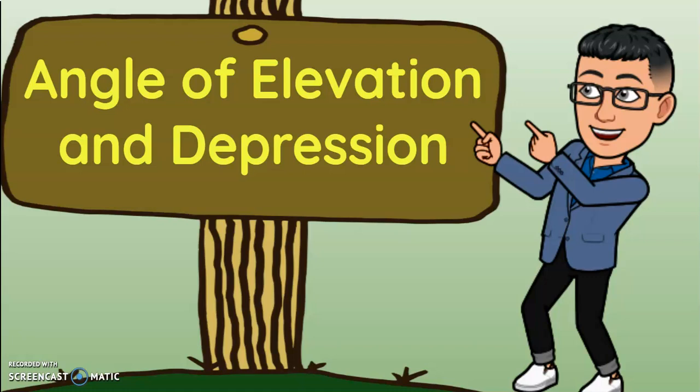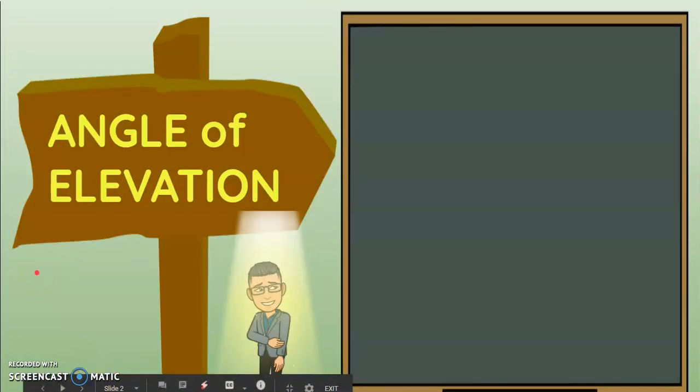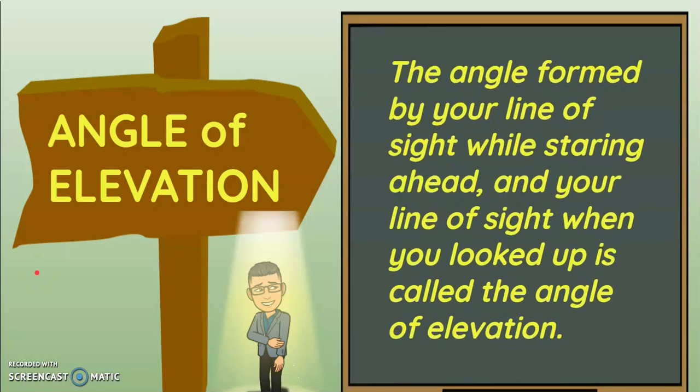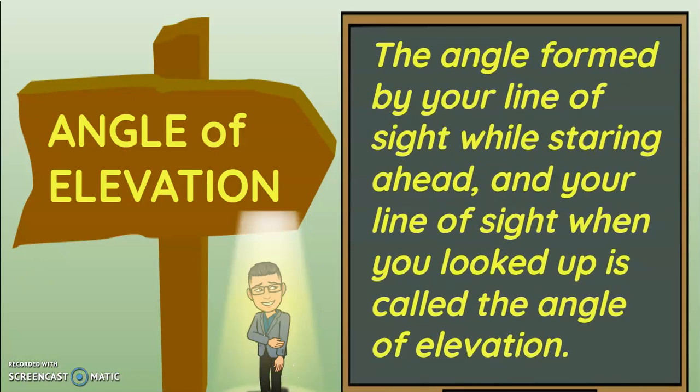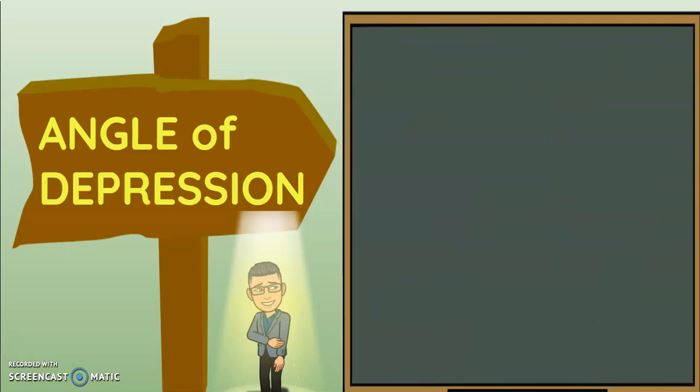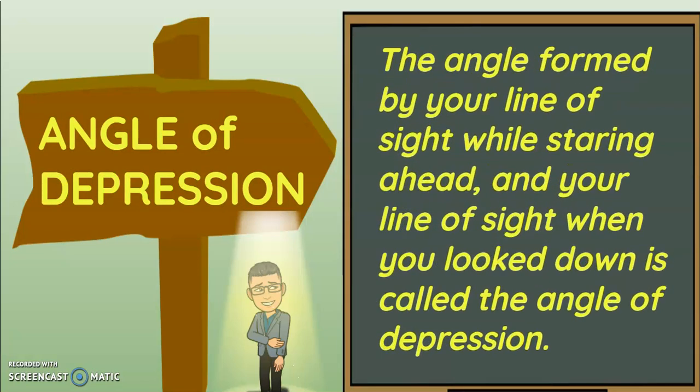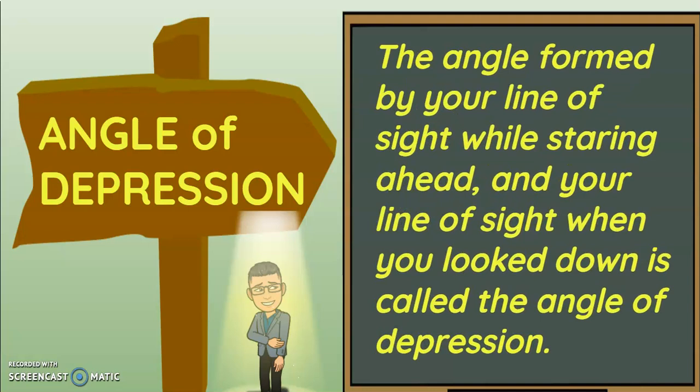Our lesson for today is all about angle of elevation and depression. So let us define first what is angle of elevation and depression. The angle formed by your line of sight while staring ahead and your line of sight when you look up is called the angle of elevation. The angle of depression is the angle formed by your line of sight while staring ahead and your line of sight when you look down.